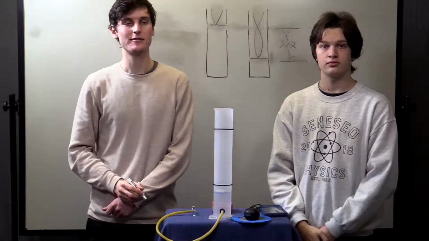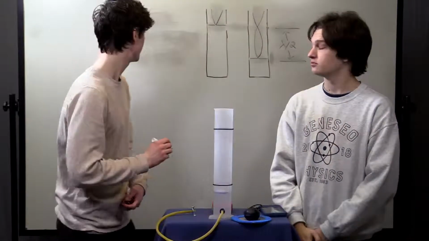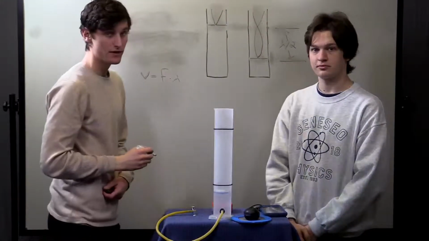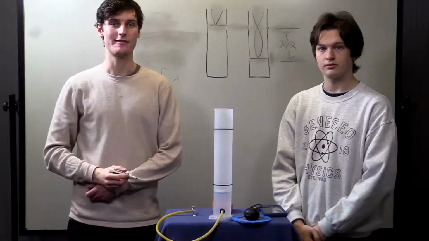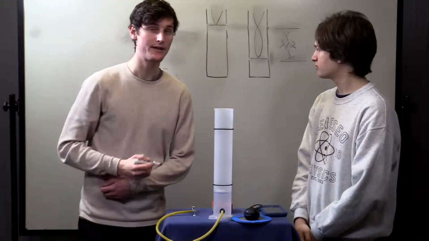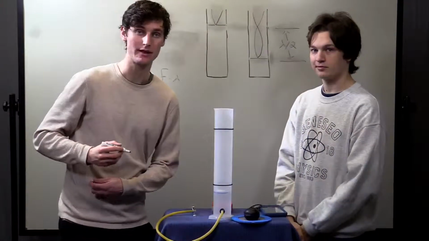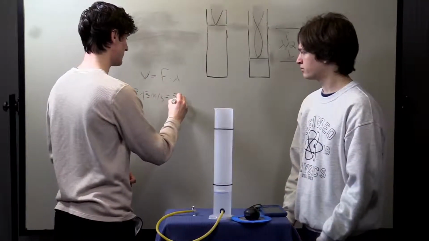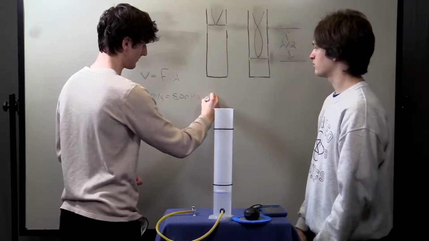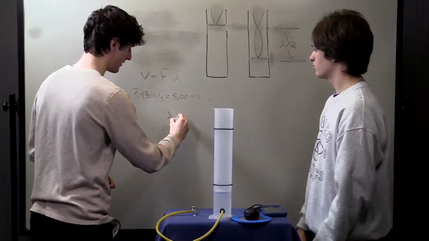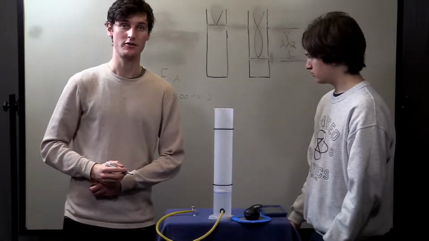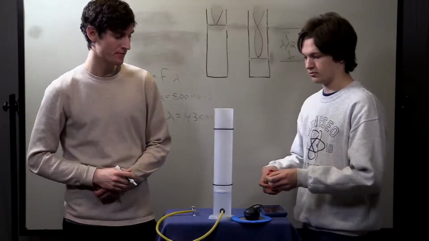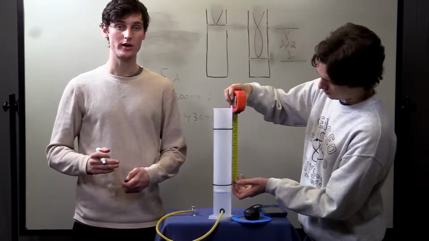We also know that the velocity of a wave is equal to the frequency times the wavelength. Knowing that the velocity of sound in air at this temperature is 343 meters per second, and that our frequency was 800 hertz, we can calculate our wavelength. And our wavelength should equal 43 centimeters. Our wavelength divided by 2 is 21.5 centimeters.